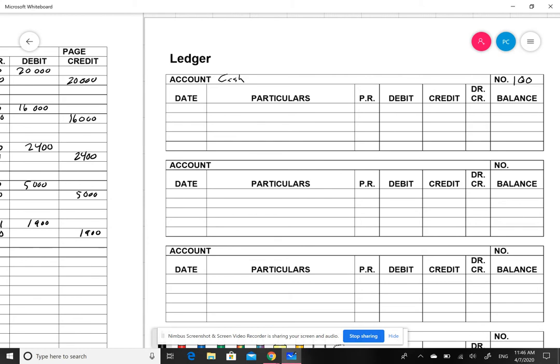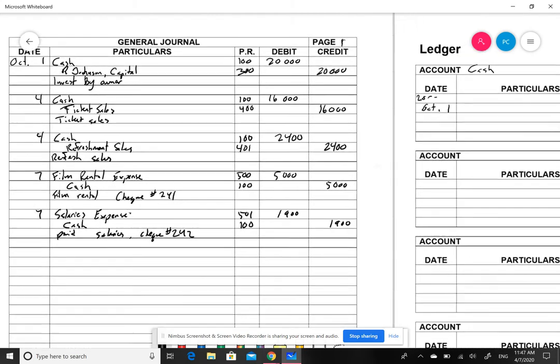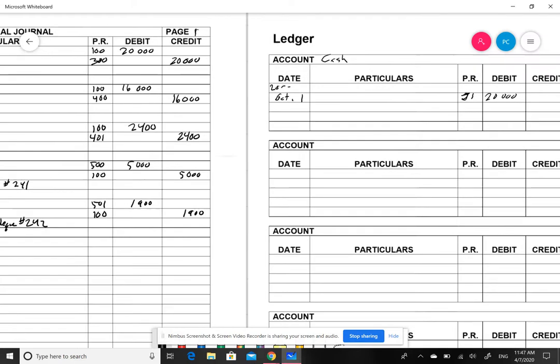Okay, and then we have 20,000 on October 1st, and our posting reference is J1. I'm going to say that was page 1. It is a debit transaction, so it's 20,000, DR, because this is cash, and so our account balance is 20,000. The next one we have is 16,000, and it's a debit again.